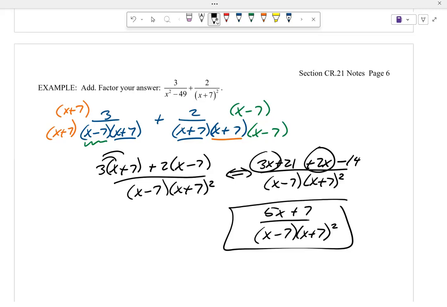That's our final answer, and that's how we add and subtract rational expressions by getting a common denominator.